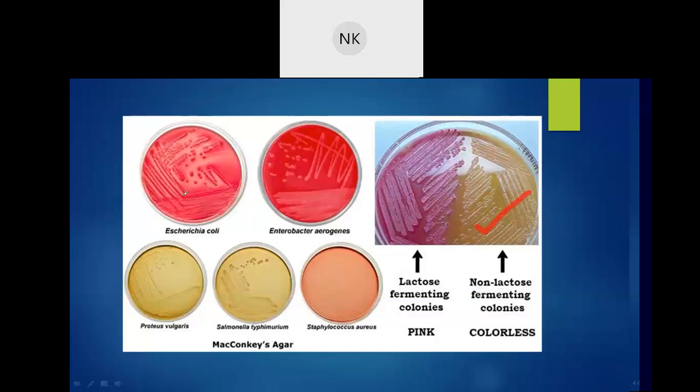We also have E. coli here, which forms pink color colonies because it is also a gram negative bacterium. Enterobacter aerogenes, Staphylococcus, Salmonella, and Proteus vulgaris can also be grown on this media. So this is how it looks when bacteria are growing on MacConkey's agar media.